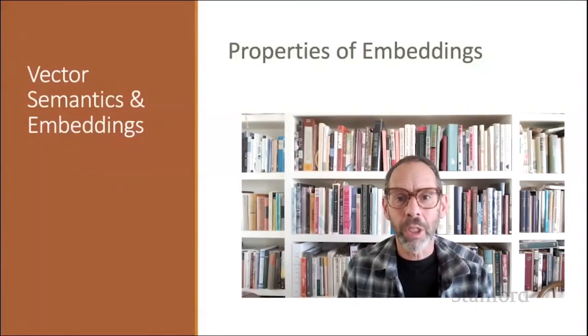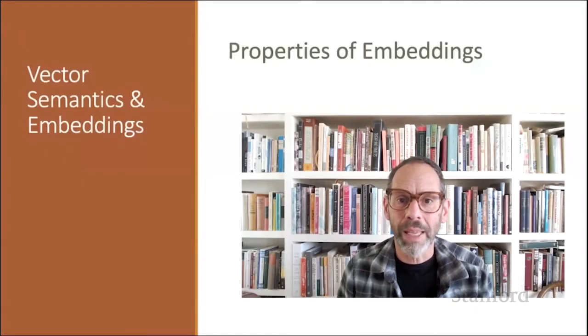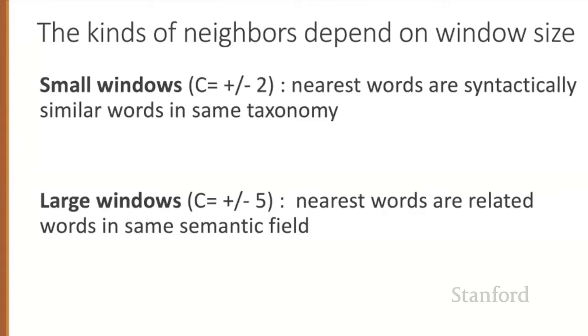Let's talk about various properties and parameters of embeddings. One parameter of vector semantic models that is relevant both to sparse TF-IDF vectors and dense word2vec vectors is the size of the context window we use to collect the counts or the predictions. This is generally between 1 and 10 words on either side of the target word. The choice depends on the goals of the representation.